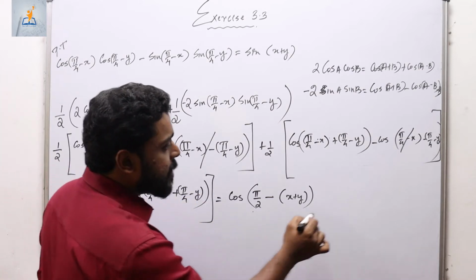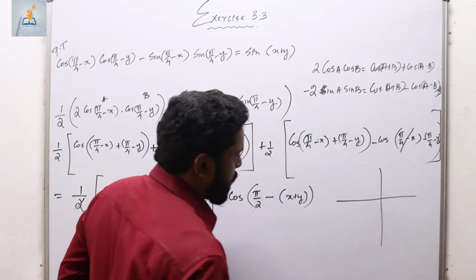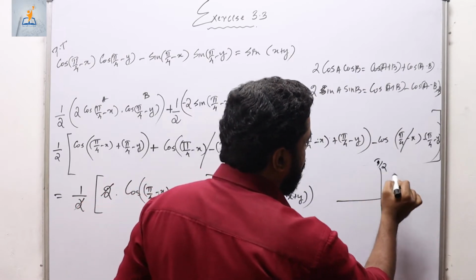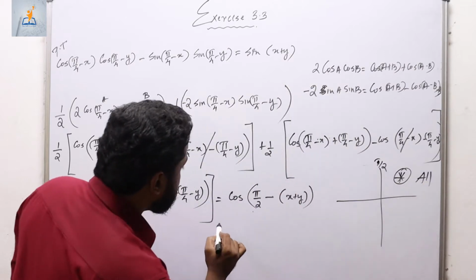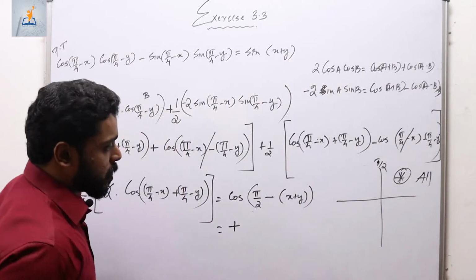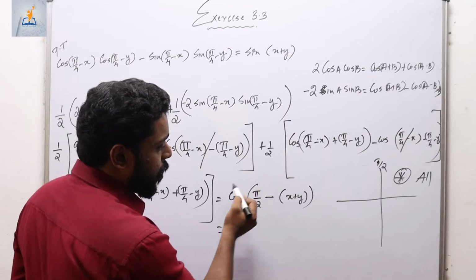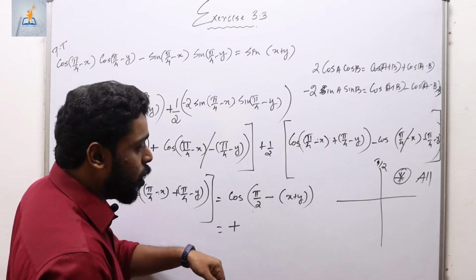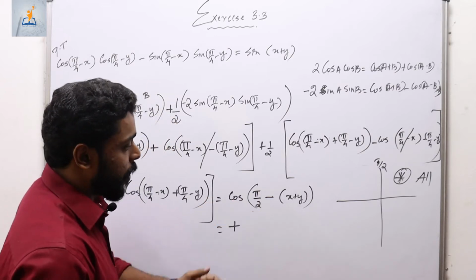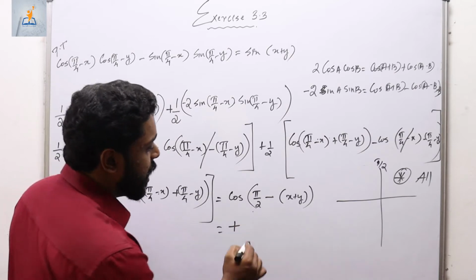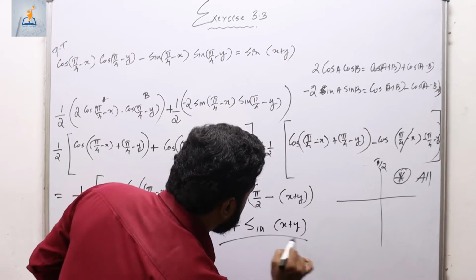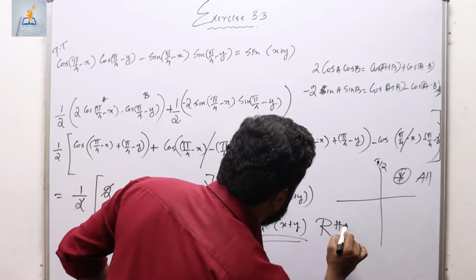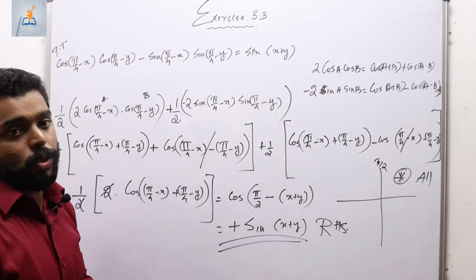see, this is of the form cos of pi by 2 minus x, and we know that pi by 2 is here, hence the angle will lie here. Here all are positive, hence the result will be positive. Since the difference is taken from an integral multiple of pi by 2, the trigonometric function will change to its cofunction, which is sine of x plus y. So this is equal to RHS. Hence we proved the sixth question also.